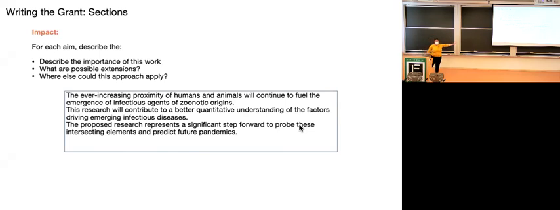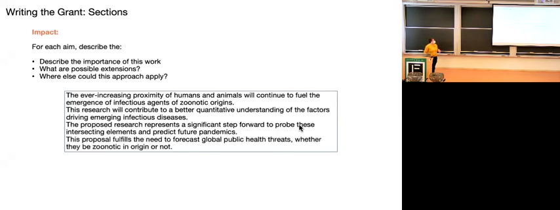That's probably not specific enough. You want to say why, but I made this up, so I haven't done this research, so I don't know why. And then lastly, this proposal fulfills the need to forecast global public health threats, whether they be zoonotic in origin or not. So actually, this work could be really important for other things too. Okay, that's a nice impact statement. You might have this at each aim, maybe a bit more succinct, but also at the end of the grant. What will your grant do and why should it be funded?